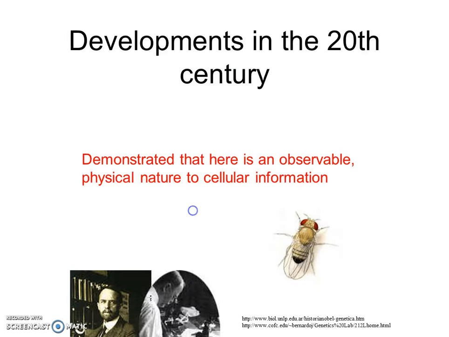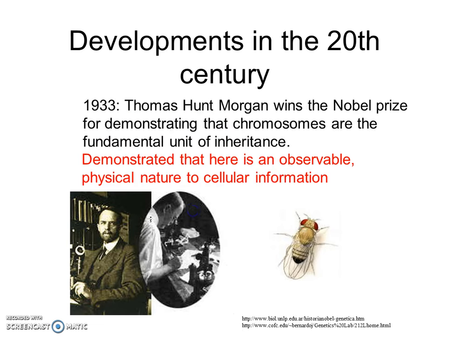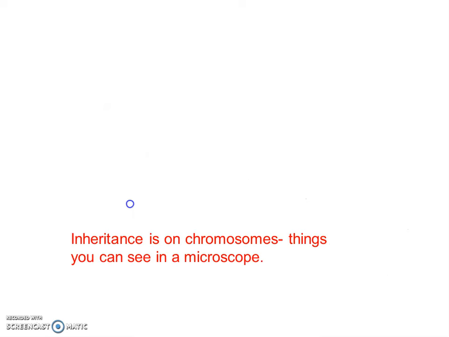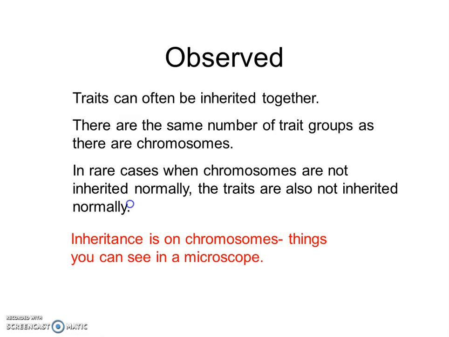Now fast forward to 1933. Thomas Morgan, while working with Drosophila, which is fruit flies, demonstrated chromosomes to be an observable unit of inheritance. In his experiment, he was breeding mutant flies, and he realized that some traits can be inherited together, and there are the same number of trait groups as there are number of chromosomes. That means a group of traits are inherited through each chromosome.